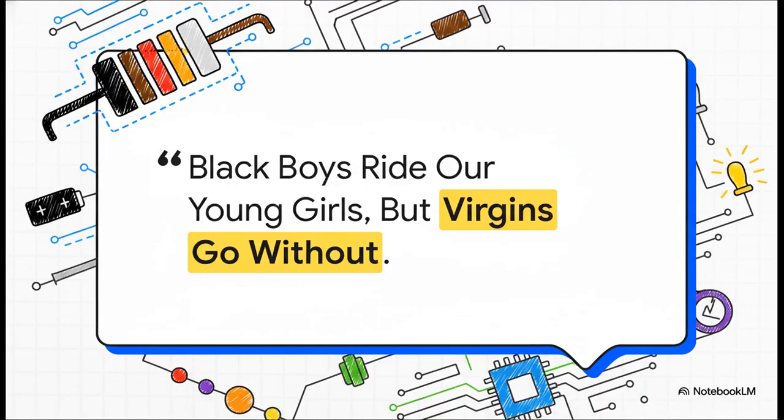Now, there are a lot of mnemonics out there to remember the color order. And honestly, the rude ones are usually the ones that stick the best. A really old one from the source is "Black boys ride our young girls, but virgins go without." It gives you the first letter of each color in order: black, brown, red, orange, yellow, green, blue, violet, gray, white. It's not politically correct, but you'll probably never forget it.